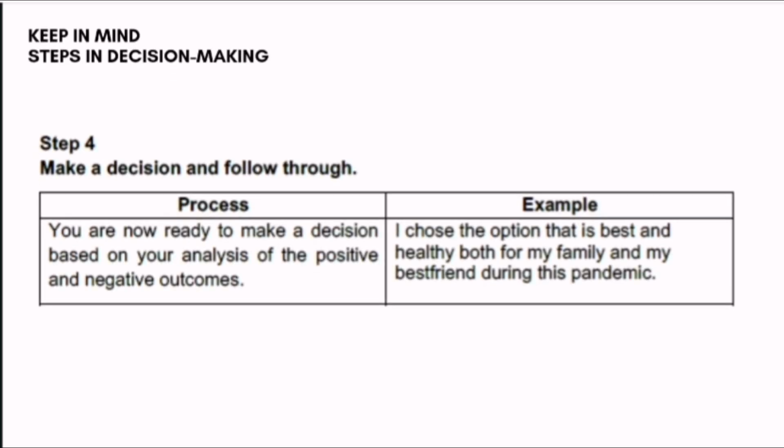Step 4, make a decision and follow through. You are now ready to make a decision based on your analysis of the positive and negative outcomes. So, example, I chose the option that is best and healthy both for my family and my best friend during this pandemic. So that is to stay at home na lang. To stay at home and not to attend the birthday party of her best friend. Okay.